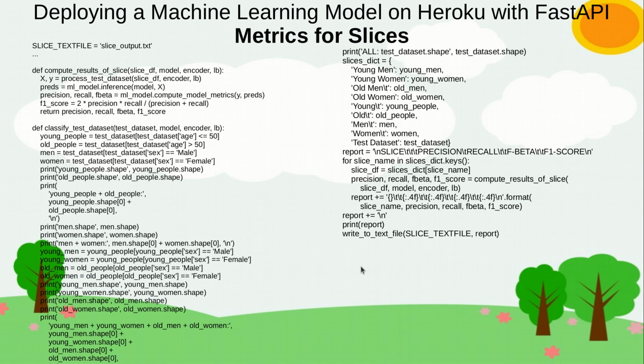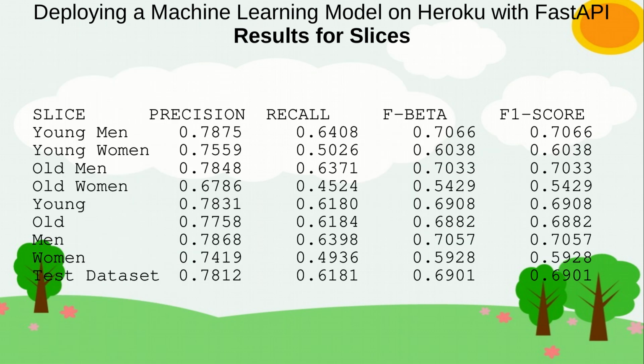Here is the code to compute metrics for slices of data. The data is segmented in 4 classes: young, old, men and women, all the possible combinations. And here are the results of computing the metrics for all possible slices. The metrics computed are precision, recall, F-beta, and F1 score.